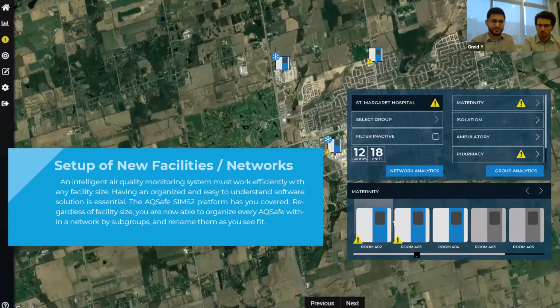There's no limit to the number of AQSafes you can have in one building, and through our user interface, you can also monitor multiple places at one time. Of course, different types of rooms have different requirements for air quality. For example, a clean room facility would need high restrictions on particulate matter. So you can group them and have different alarm settings for each type as well.